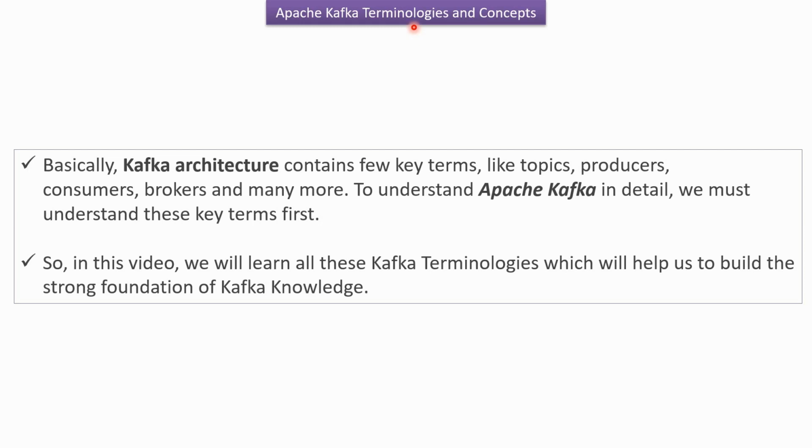In this video tutorial, I will explain Apache Kafka terminologies and concepts. Basically, Kafka architecture contains a few key terms like topics, producers, consumers, brokers, and many more. To understand Apache Kafka in detail, we must understand these key terms first. So in this video, we will learn all these Kafka terminologies, which will help us build a strong foundation of Kafka knowledge.